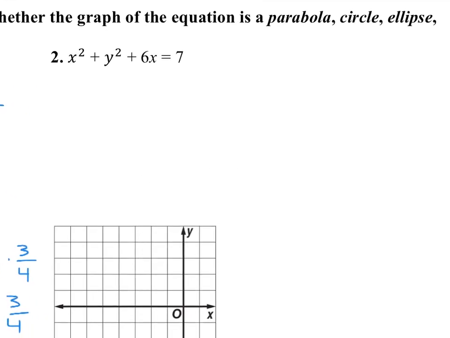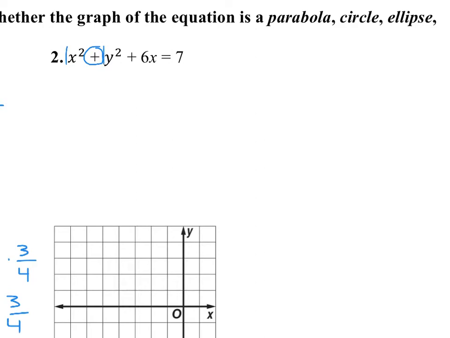Okay, number 2. So this is a circle. We know it's not a parabola because they're both squared. X has a square and y has a square. We know it's not a hyperbola because one of them would be negative if it was a hyperbola. So it's down to ellipse or circle. And I know it's a circle because they both have the same coefficient. They both have a 1.